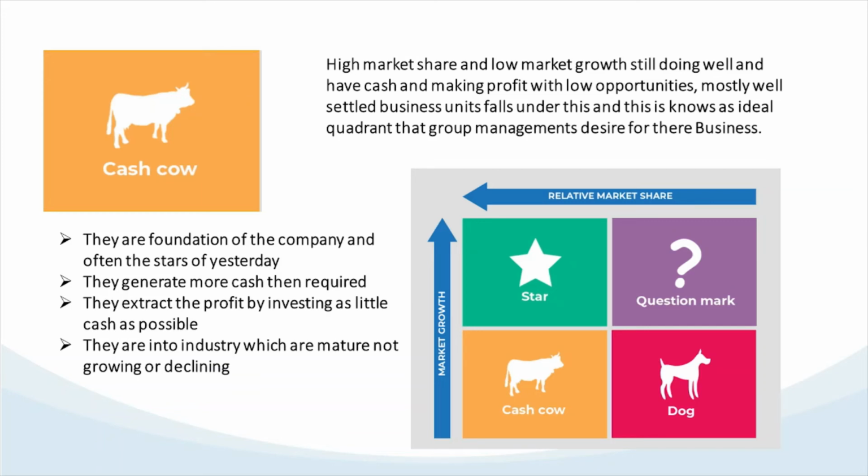They are in industries which are mature, not growing or declining. They are in a maturity state where they are not growing as well as not declining, but they might decline if the wrong decisions were made by the management.